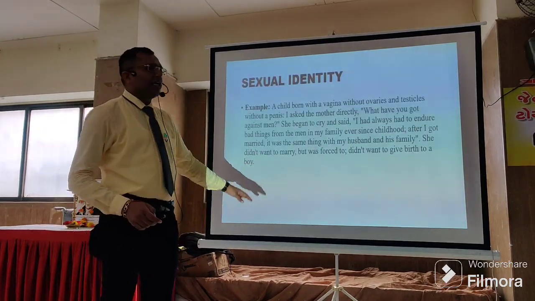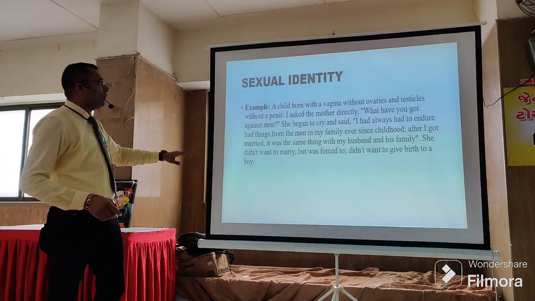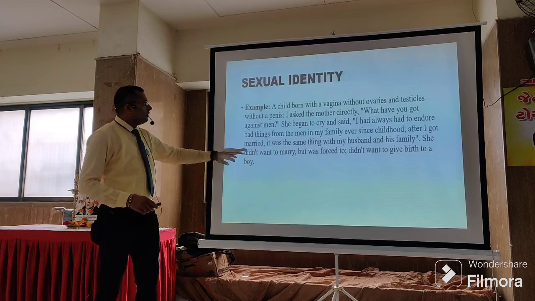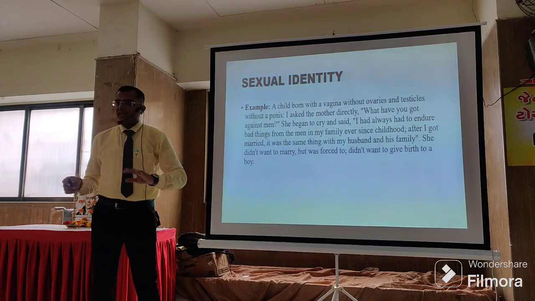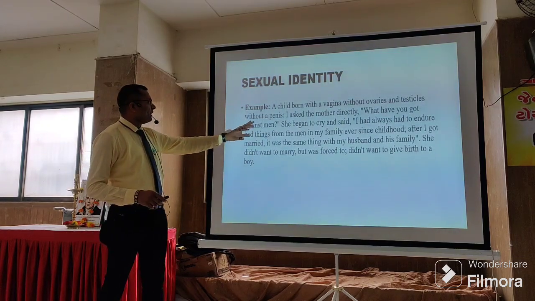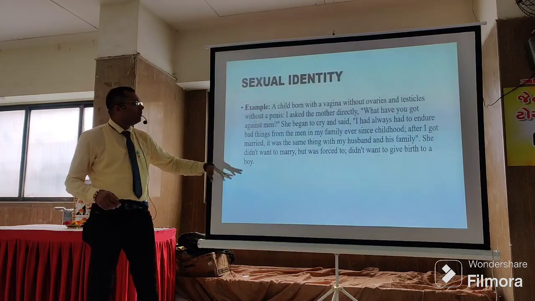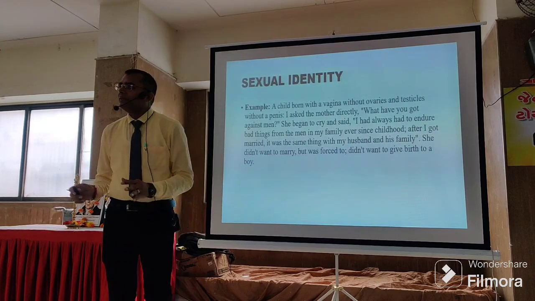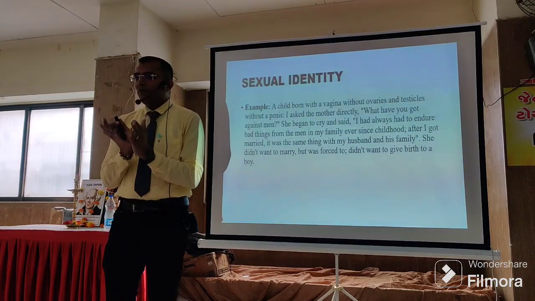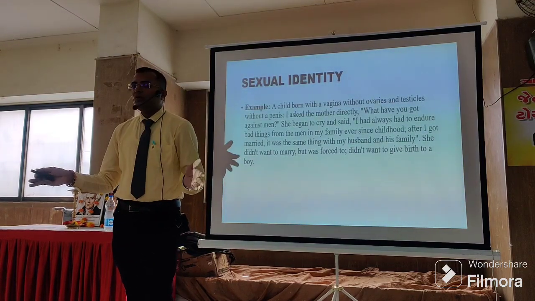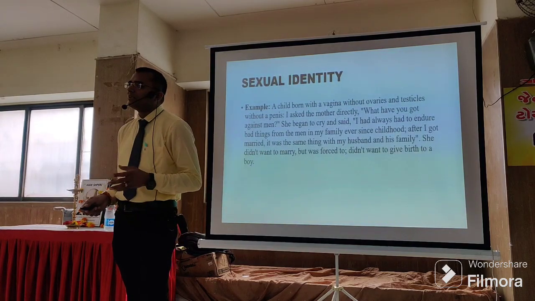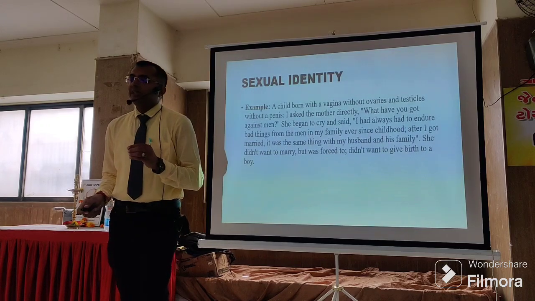Sexual identity. So I will give you one example of a case. A child born with a vagina, without ovaries and testicles. This is called ambiguous genitalia, without a penis. Sir asked the mother directly, what have you got against men? The child was born with a vagina, no ovary, no testis, no penis. So sir directly asked, why are you against men?